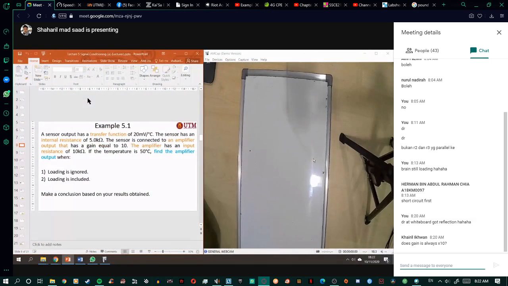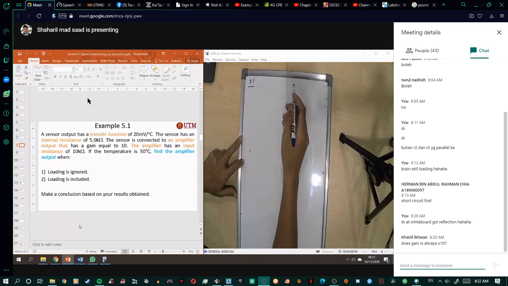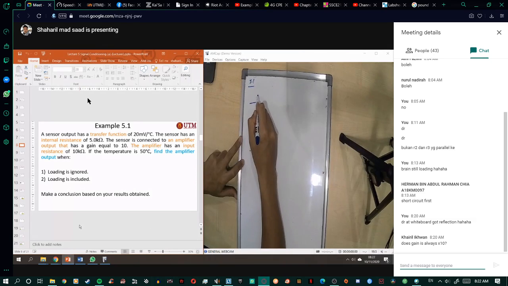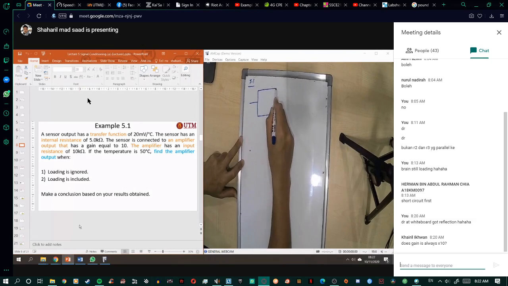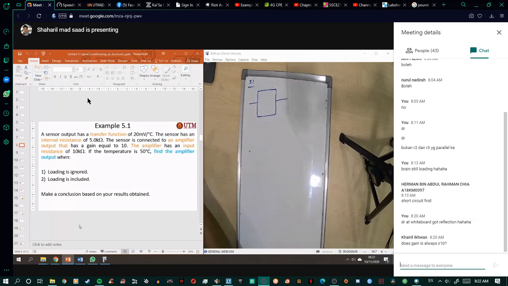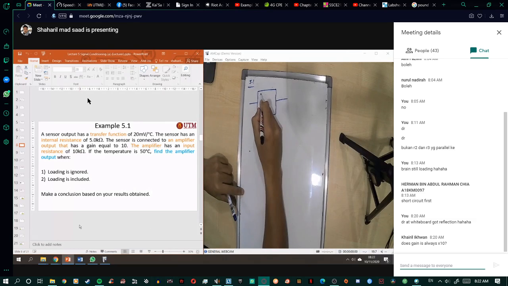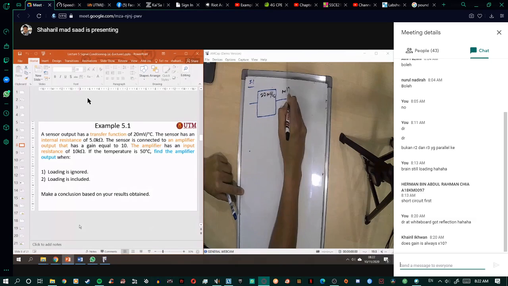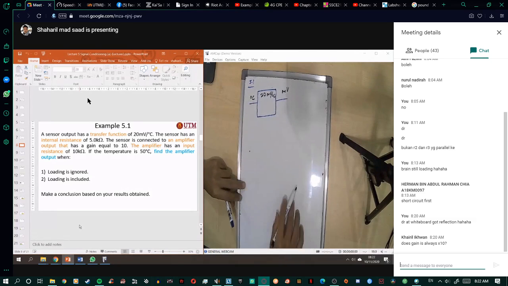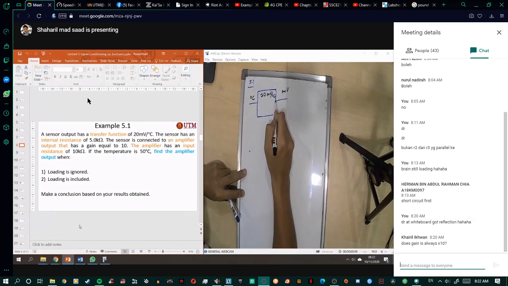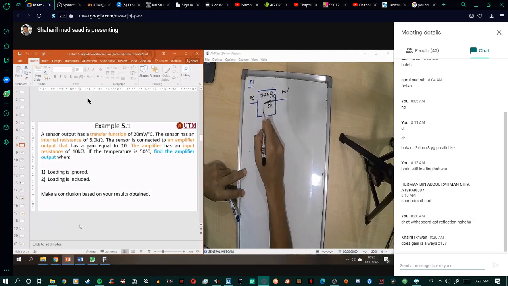So let's gather the information from the question first. Example 5.1. Now you have the sensor output. So the sensor transfer function has 20 millivolt over degree. That means the output now is millivolt and the input now is degree. Now it has the internal resistance 5 kilo ohm. So this is the internal resistance of your sensor.